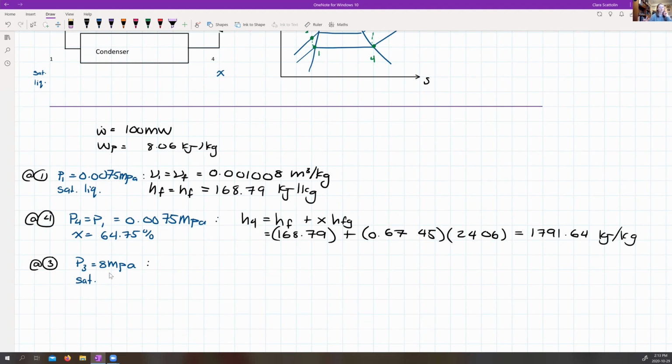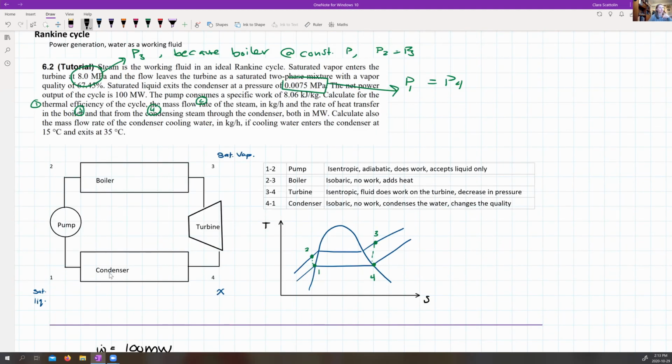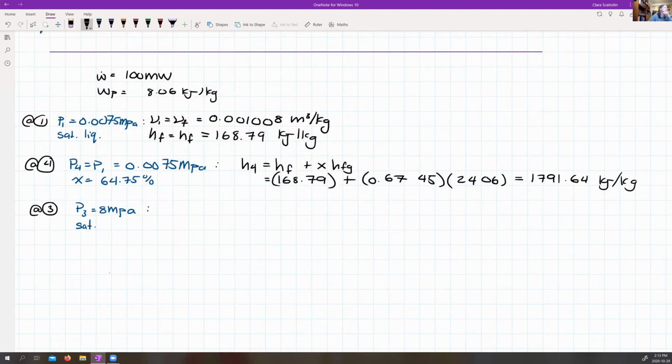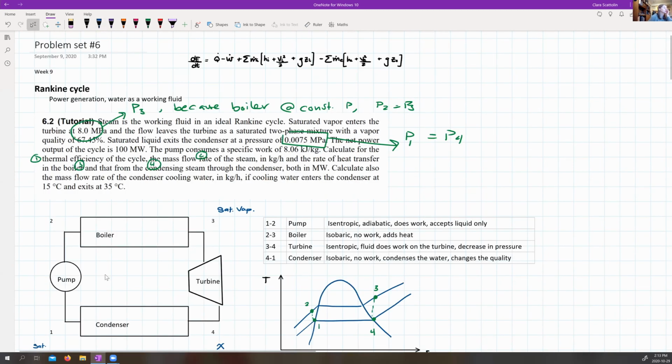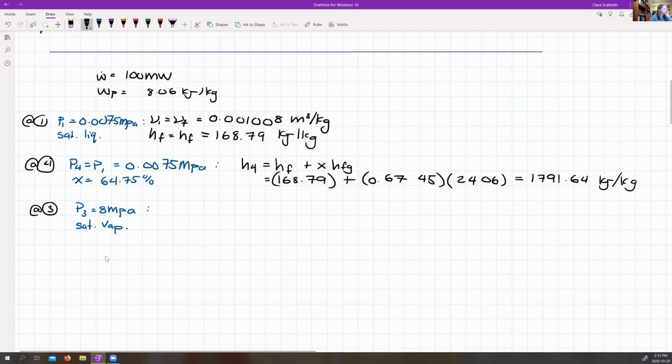State 3 is up here, after the boiler. And then we're at a saturated vapor, because we know the phase at that state from the question: saturated vapor enters the turbine. So at state 3 we have a sat vapor, so H3 is equal to Hg at that pressure, which gives me a value of 2,758.0 kilojoules per kilogram. Now these are all of my knowns, all the information I can get directly out of the table. So now we're going to start looking at each one of the components one by one.